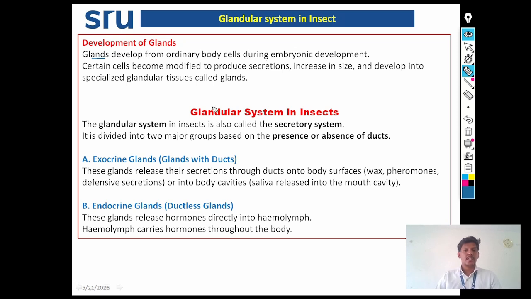See the glandular system in insects. The glandular system in insects is also known as the secretory system. It is divided into two major groups based on the presence or absence of ducts.